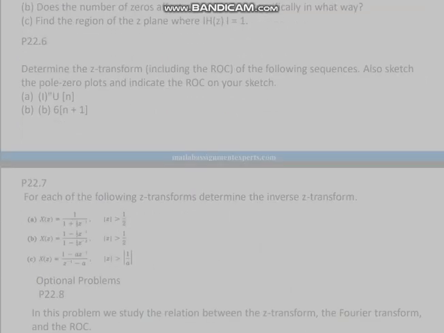A. Sketch H(e^jω) as the number of zeros at z equals 0 increases from 1 to 5. B. Does the number of zeros affect H(e^jω)? If so, specifically in what way? C. Find the region of the z-plane where |H(z)| equals 1. P22.6. Determine the z-transform, including the ROC, of the following sequences. Also sketch the pole-zero plots and indicate the ROC on your sketch. A, B.